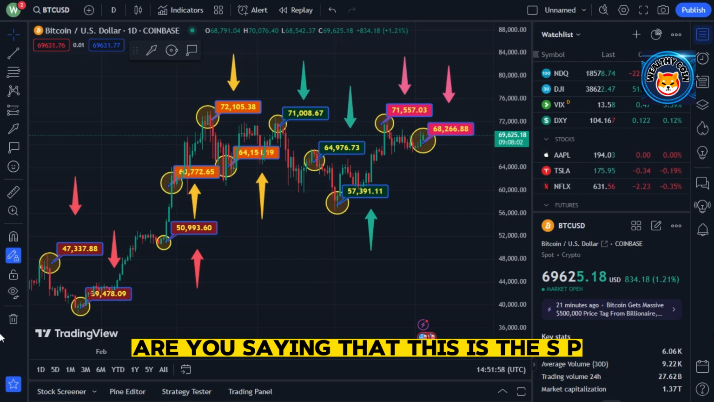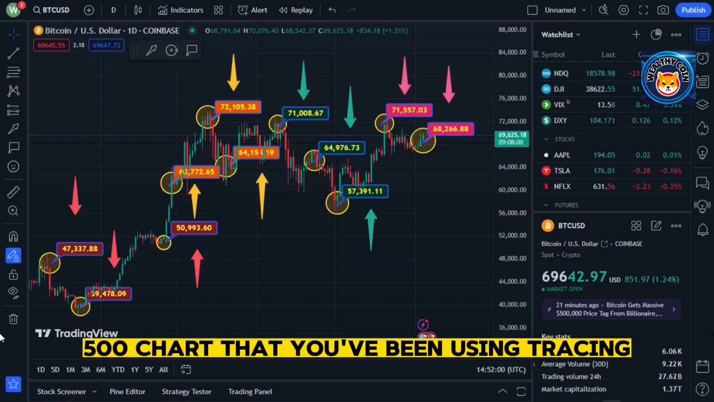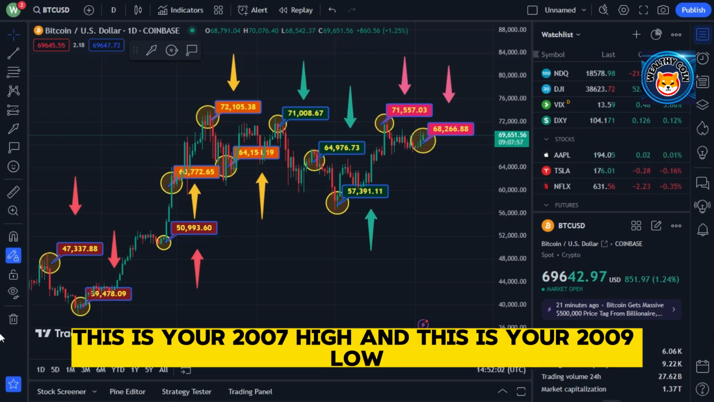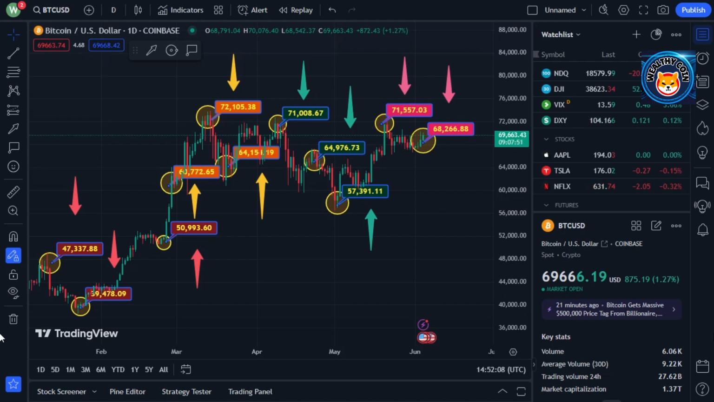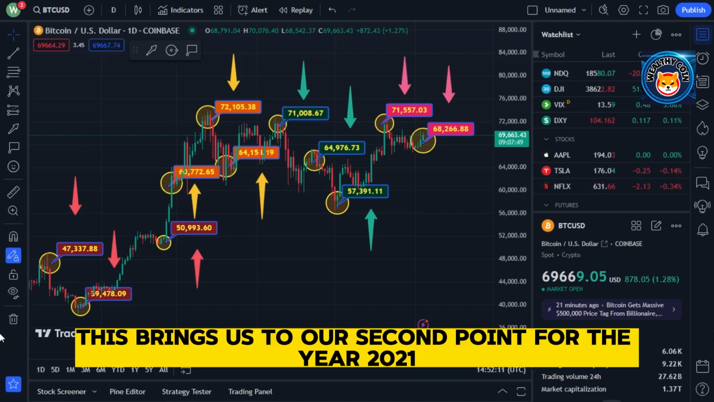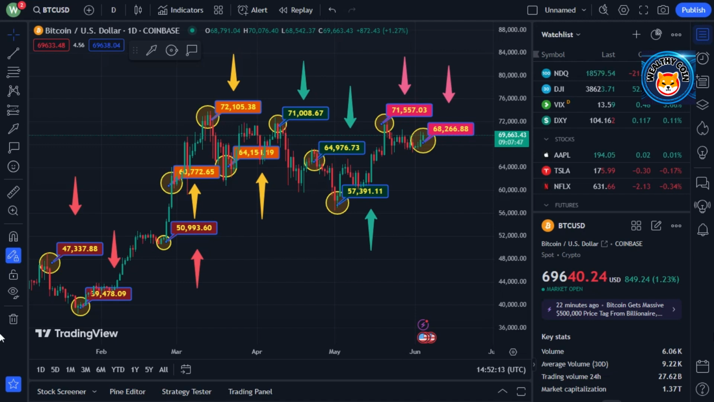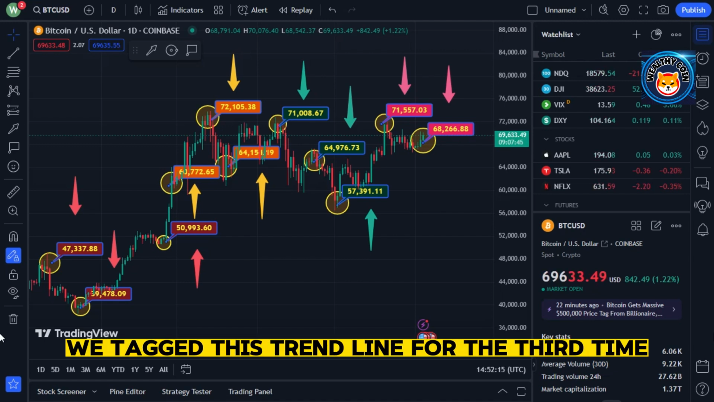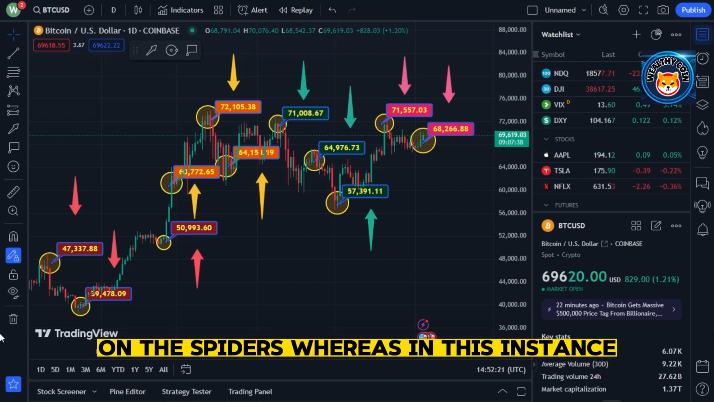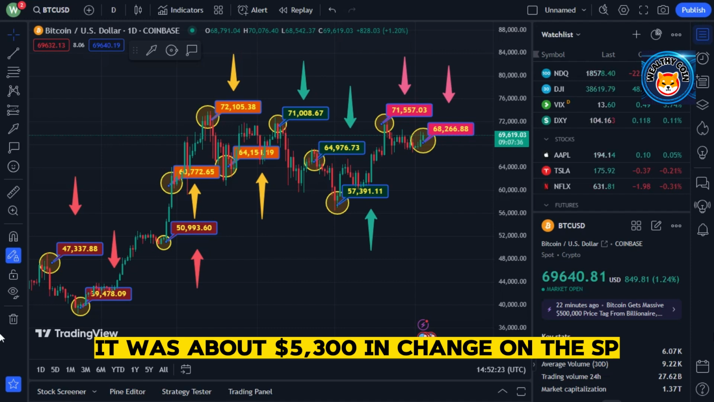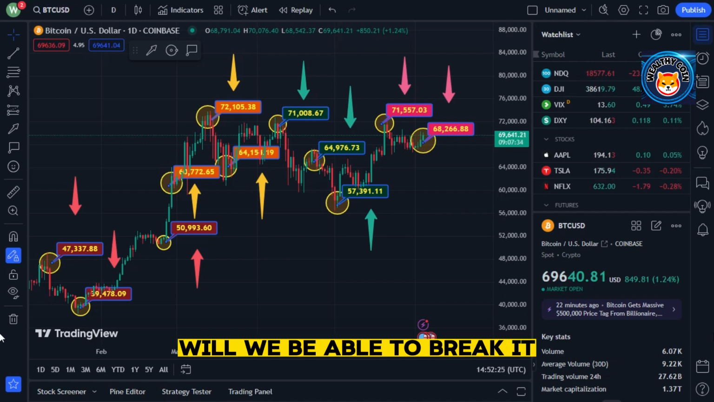This is the SP 500 chart that you've been using, tracing back to 2007. Thus, this is your 2007 high, and this is your 2009 low. Right now, look at the connector. This brings us to our second point for the year 2021. We also know that as of Friday, we tagged this trend line for the third time, and that we soared to the level of around 533 on the spiders, whereas in this instance, it was about $5,300 and change on the SP. Will we be able to break it?